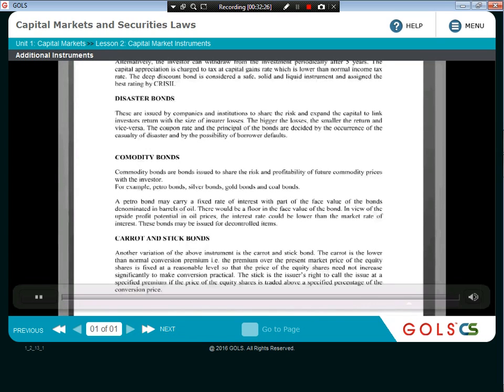Then there is something called a carrot and stick bond. So carrot is a temptation that is given to you, and the stick is the punishment that is given to you. So what it means is the carrot is the lower than normal conversion premium, that is premium over the present market price of the equity.